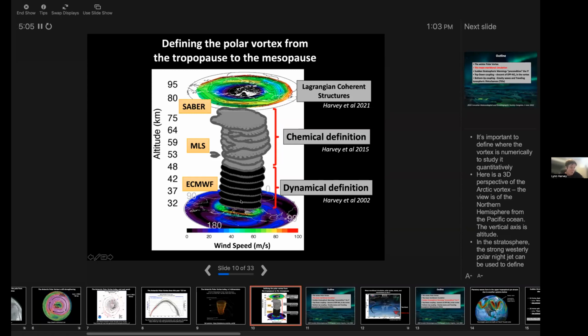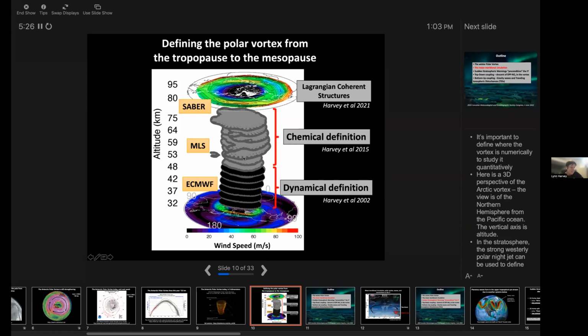We now know that the vortex extends well into the mesosphere, and since the wind field can be more complicated and is generally more uncertain at mesospheric altitudes, it's useful to employ a chemical definition, and this works well where there's strong descent, which sets up large tracer gradients at the vortex edge. This is the chemical definition regime.